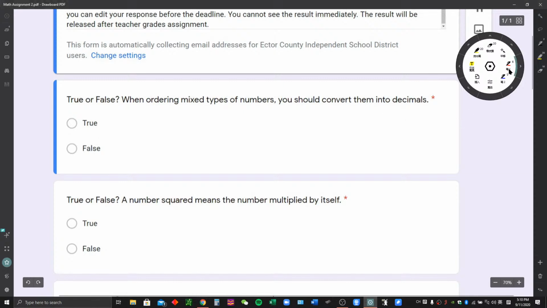Well, consider if we have different types of numbers: square roots, squares, fractions, and pi, right? It's impossible just to compare them directly. We must convert them into decimals so that we can order them. So this is true.